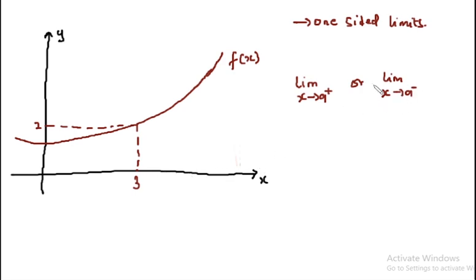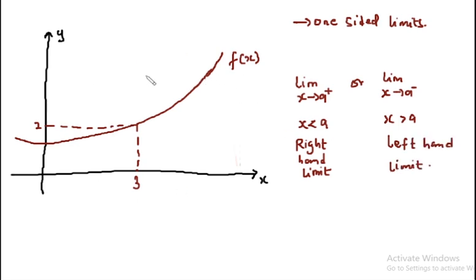And then this one means that you're approaching the x value from values lower than x. Here x is less than the a value. Here x is greater than the a value. Another thing I want to note is that this one is called the right hand limit and this one is called the left hand limit.